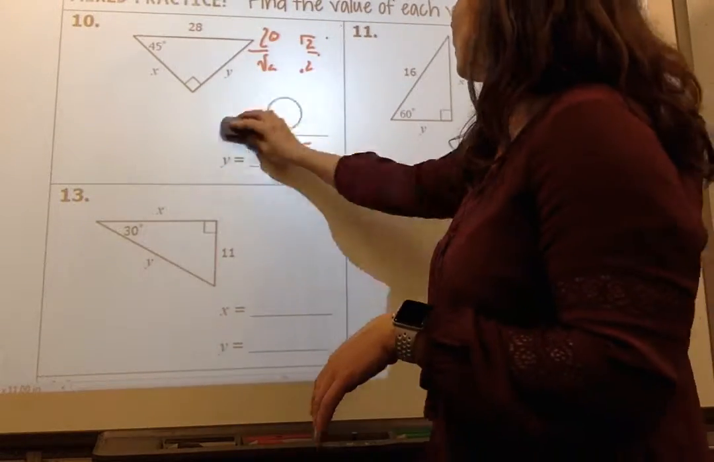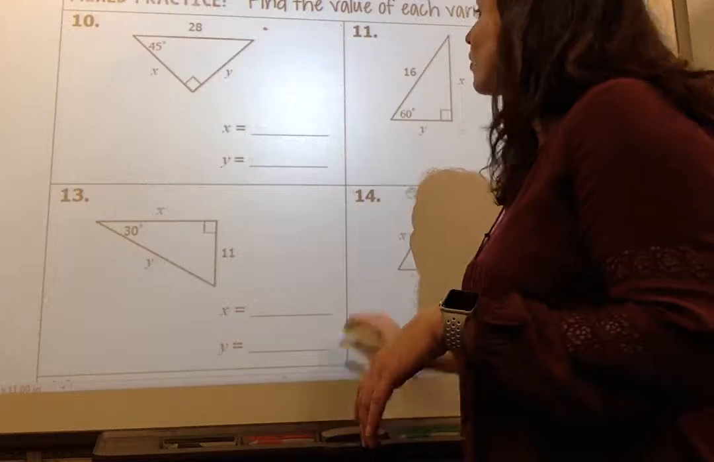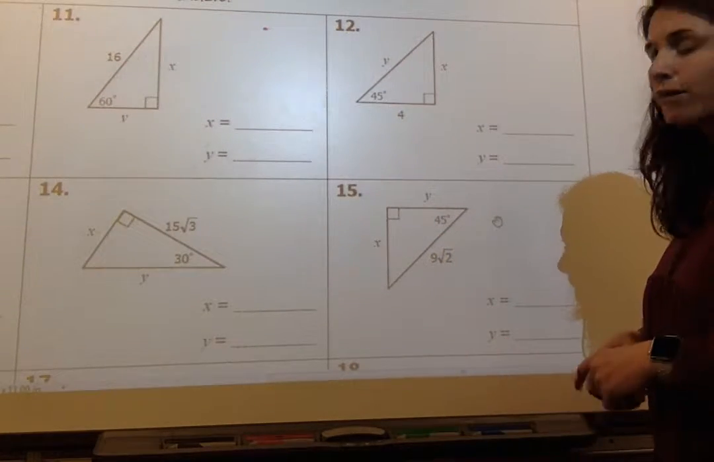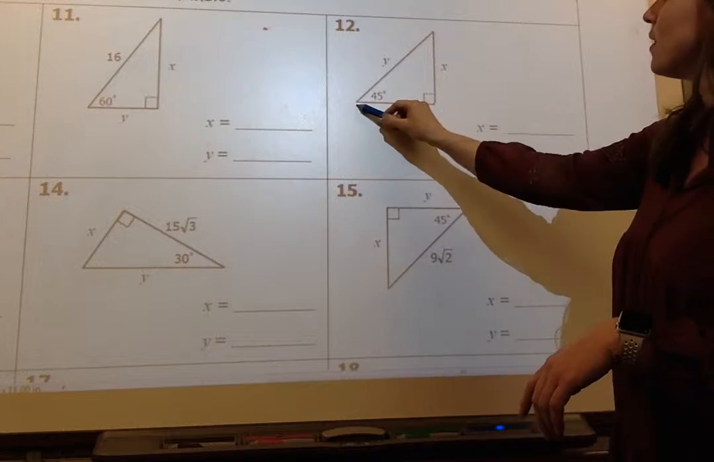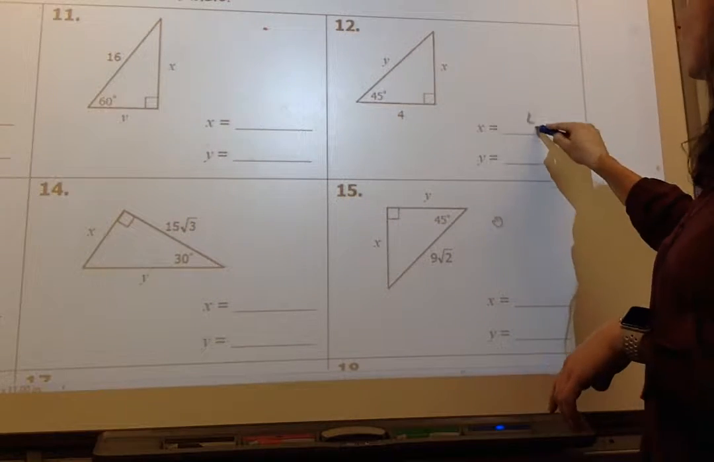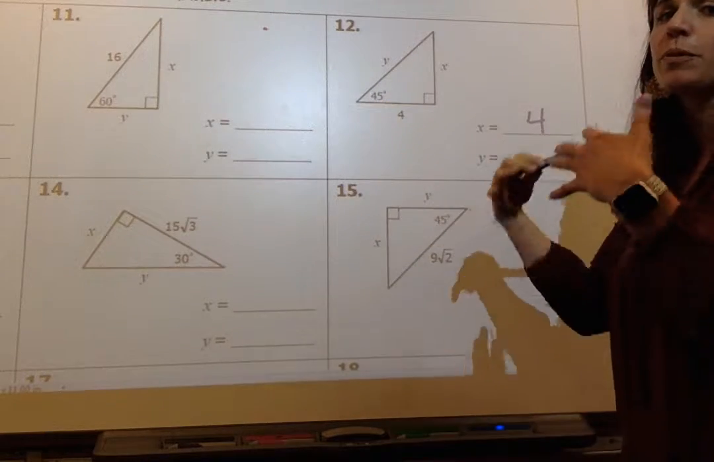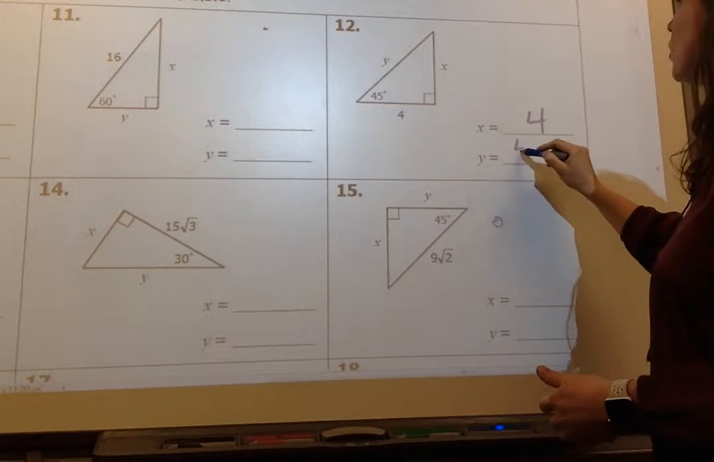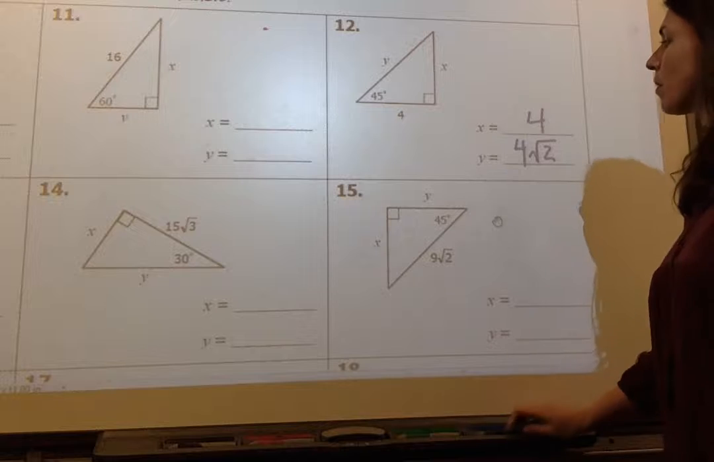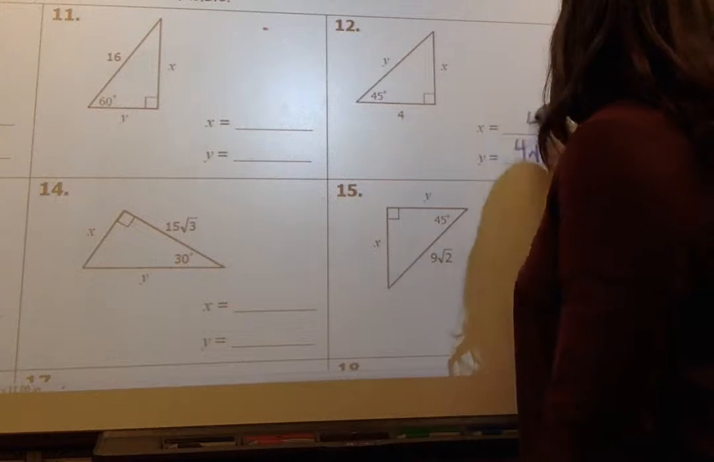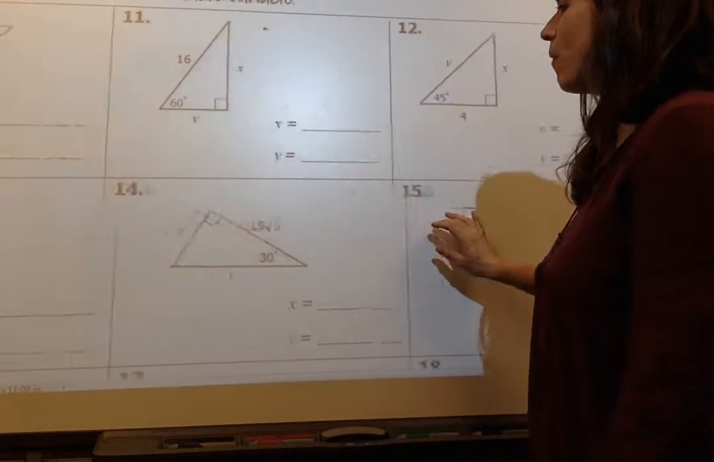Of course, it's not going to work. Why doesn't it work? All right, so popping over to number 12. Again, this is a 45, 45, 90. So if this leg is 4, then x is going to be 4. And to get from the leg to the hypotenuse, I'm multiplying. I'm making it bigger, so I'm going to multiply by square root of 2. So y will be 4 square root of 2. Okay? Let's take a look at number 14.